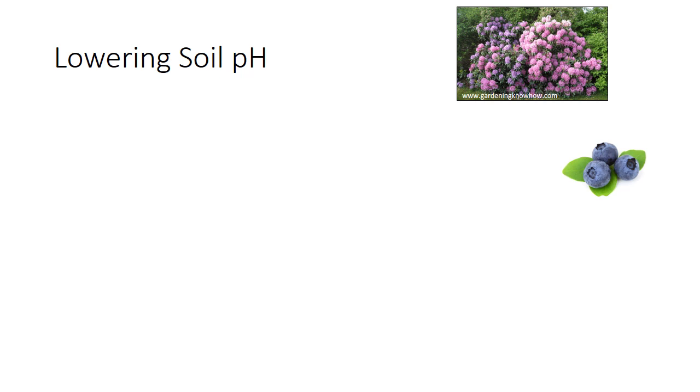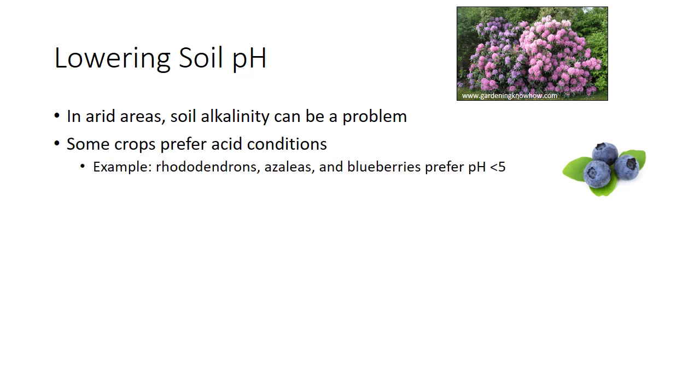All right, now one final topic related to soil liming and limestone is lowering soil pH. In some situations we actually want to acidify the soil, and this could be in arid areas. Soil alkalinity can be a problem, particularly if we have sodic soils. And some crops and some plants, ornamental plants, actually prefer acidic conditions. Examples are rhododendrons or azaleas. We can change the color of the flowers depending on the soil pH for those.